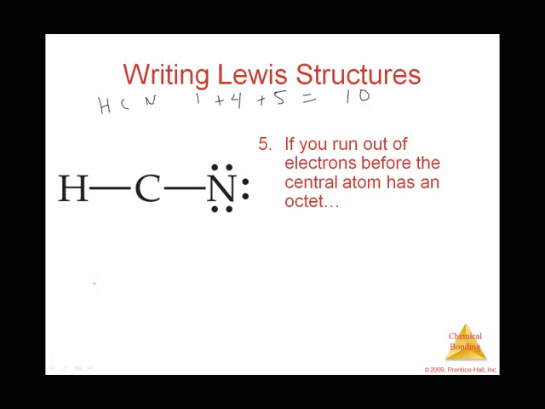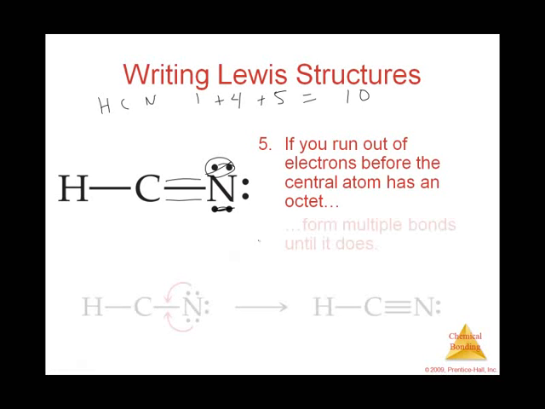2, 4 electrons. So I have to take one of these pairs, eliminate it from there, and put it here. Now this carbon has 2, 4, 6. Doesn't have enough, so I've got to take another lone pair and move it here. So now this carbon has 2, 4, 6, 8. This nitrogen has 2, 4, 6, 8, and everybody's happy.